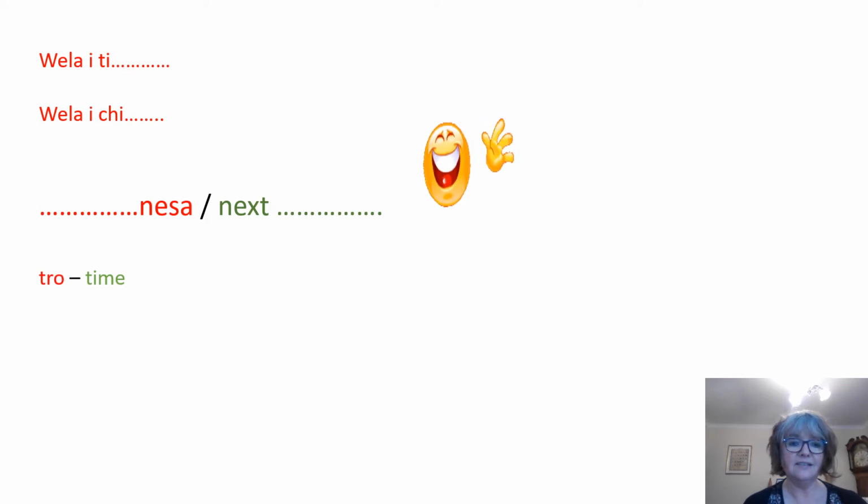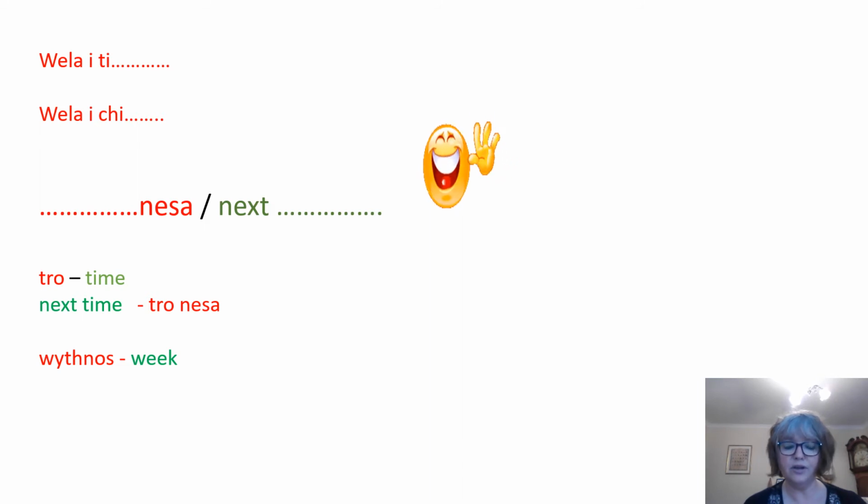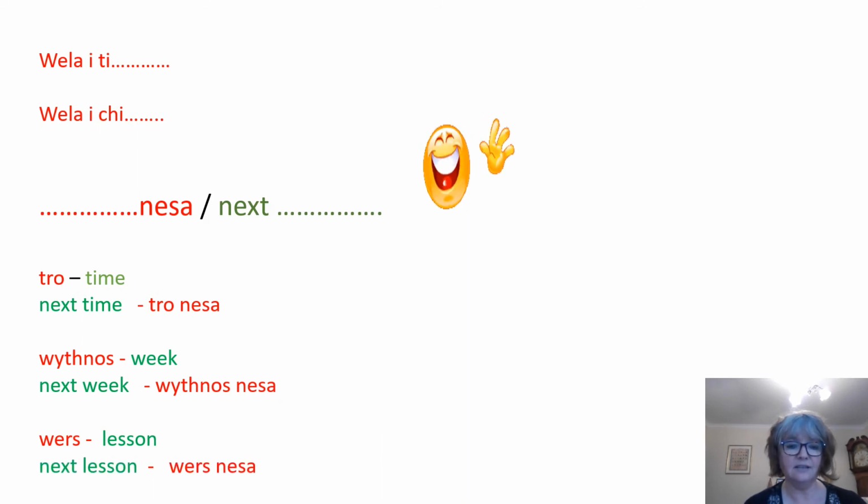You could say next time. Tro nesa. And remember that nesa goes at the end of the sentence. Wythnos is a week. Wythnos literally means 8 nights. In Welsh, we've got 8 nights in a week. Next week could be wythnos nesa. And wers is lesson. Next lesson, wers nesa, or lesson next.